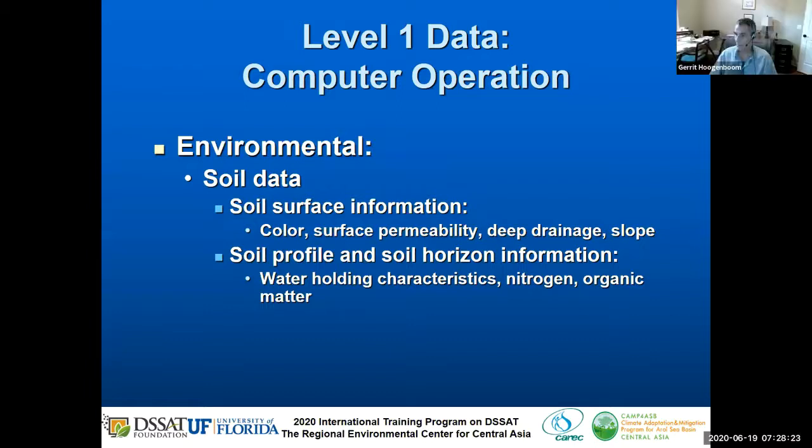And then we simulate what we call a one-dimensional soil profile. So for each individual soil horizon or soil layer, we'll need to know the water holding characteristics. We need to have some information about nitrogen, organic matter, and also if we're dealing with phosphorus, some information about phosphorus as well.